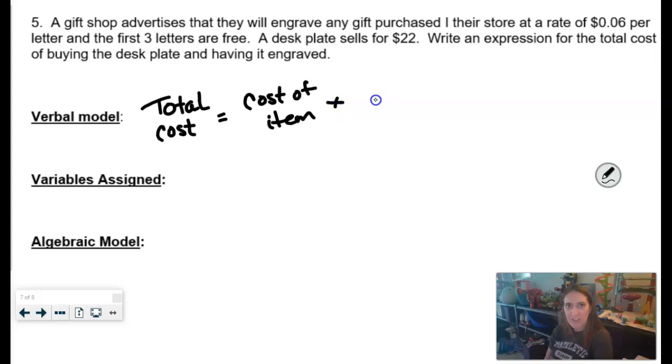Okay. So besides buying the item, you're also going to pay for any engraving. So in addition to that, you're going to be charged for the cost of each letter. And then similar to the coffee problem, you're going to multiply that by the number of letters that you pay for. I go with that hashtag again.